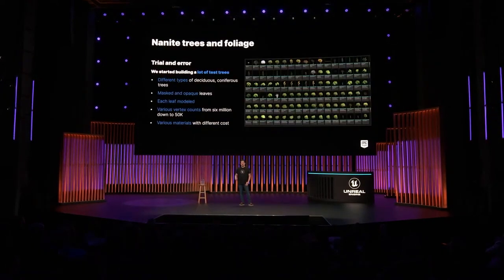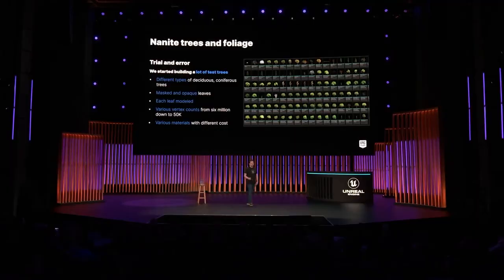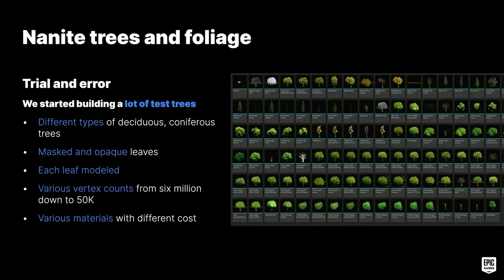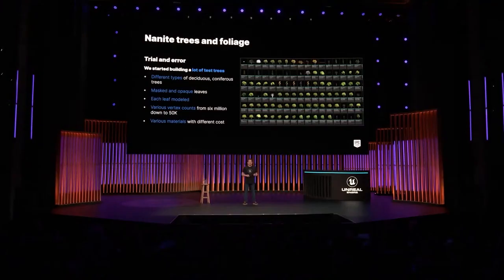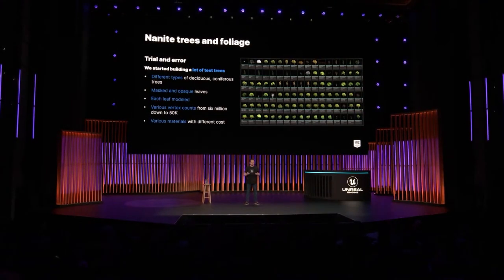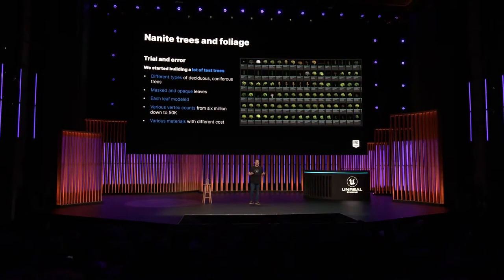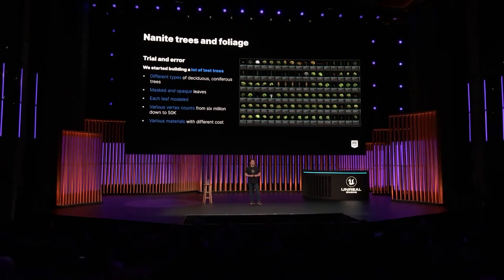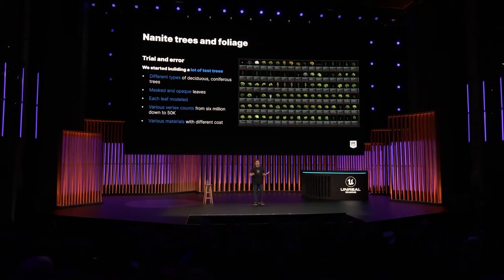And we used the trial and error approach. We built lots and lots of trees, different types of trees, but mostly we focused on a single broadleaf tree. It was more important for us to have lots of variations of the same tree that we can easily compare to each other. We built any variation we could think of, from masked leaves to opaque leaves. Each leaf modeled was as cards with masks, and various detail from 6 million words down to 50,000 words, and various materials with different costs.